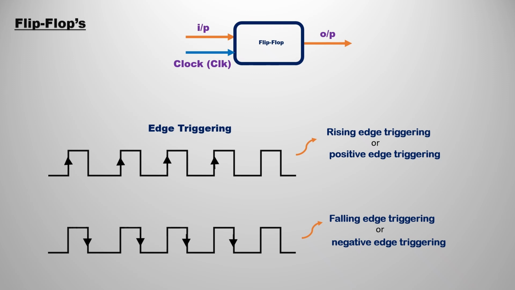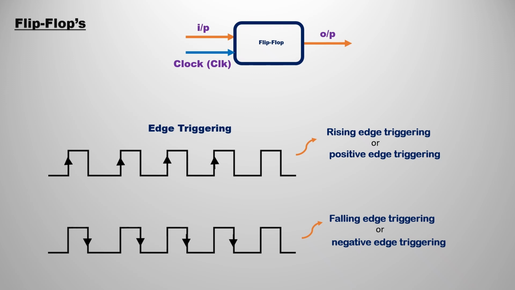But there is a small change: in the gated latch we use level triggering, but in flip-flops we use edge triggering. What is meant by edge triggering? When the rising edge or the falling edge arrives, we compare the clock pulse. The clock pulses have to be compared with the inputs and we produce the outputs. The rising edge is also known as positive edge triggering. The falling edge is also known as negative edge triggering.